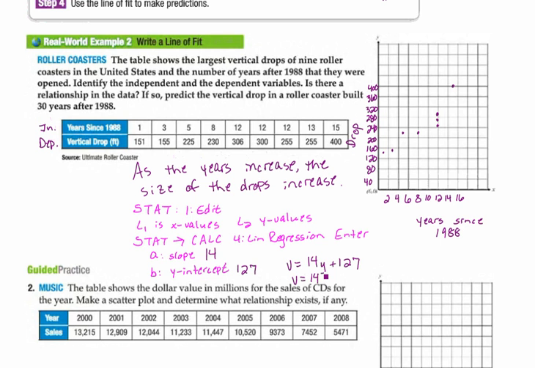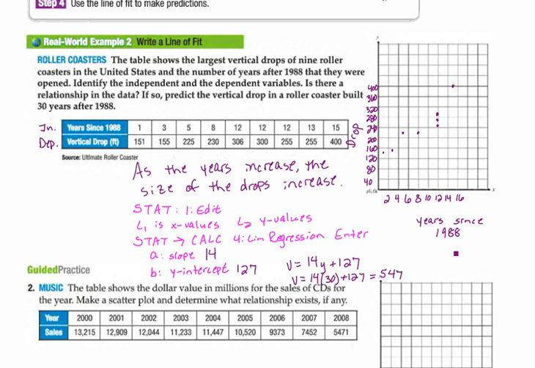Okay, so the very last thing that we had to do, 30 years after 1988, what's the biggest drop we're going to have? We're going to plug that 30 in there, and we're going to get a very big number. And I can vouch for that because I just went on the Tower of Terror, and oh my goodness, that was a big enough drop for me. 547. Okay, so 30 years after 1988, we have a drop of 547 feet.